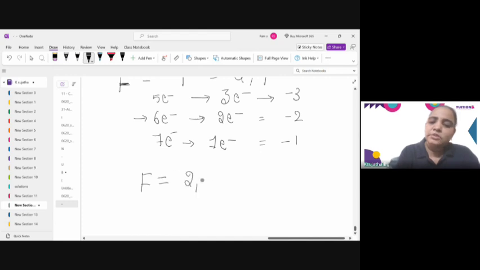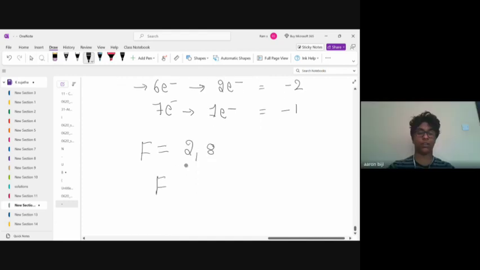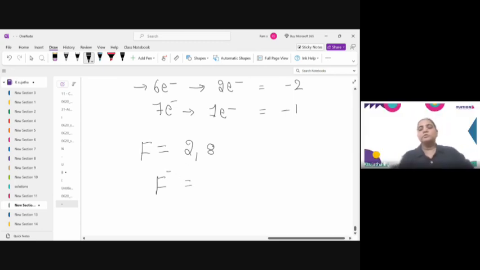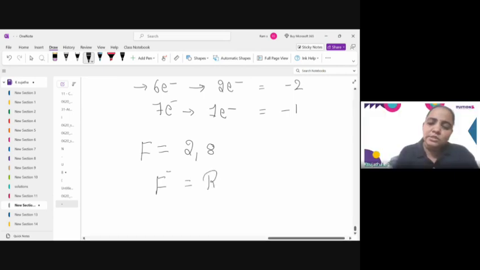So now tell me, fluorine is gaining the electron. After gaining, its electrons become 10. So what is its charge now? F minus. Which process is it undergoing? Reduction.